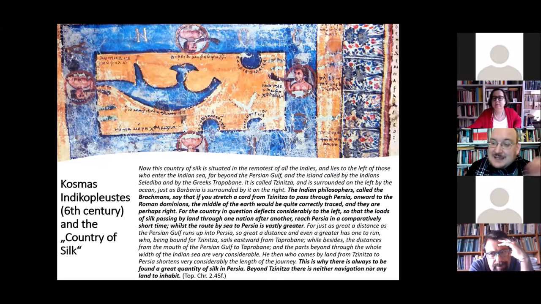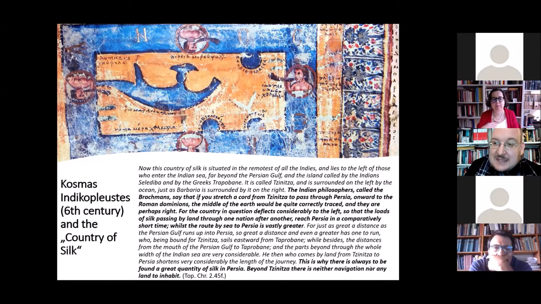So there is some idea that there is a cord, an interweavement to a certain extent, between these far distant regions. Of course, Cosmas is very much aware that China, or the land of silk, is much nearer to Persia, and therefore Persia also has a higher profit from this trade of silk.